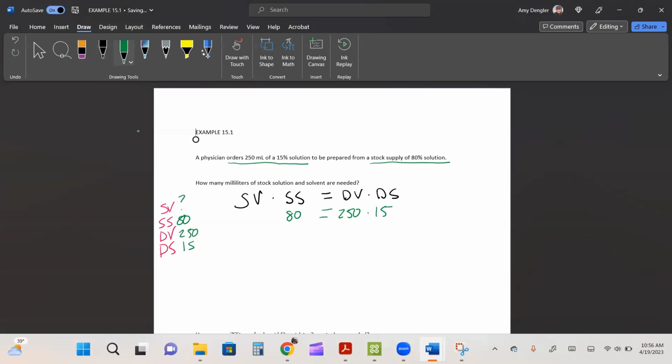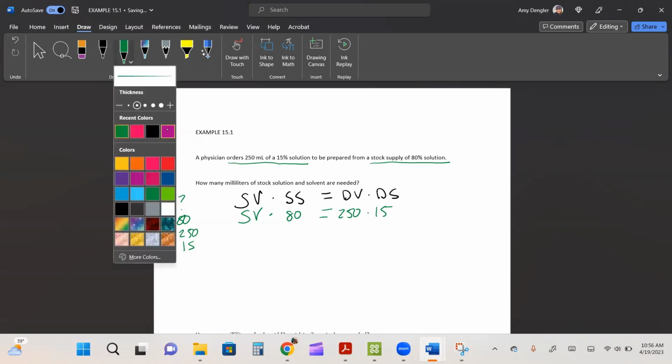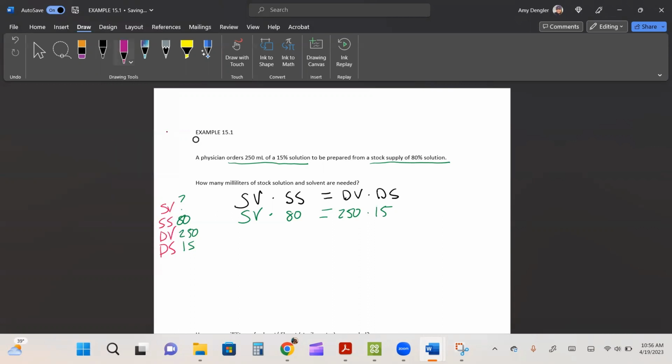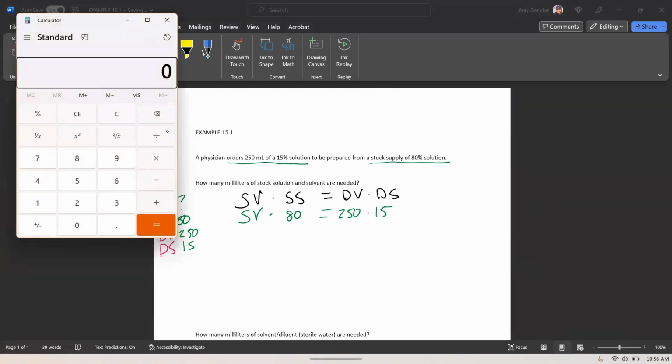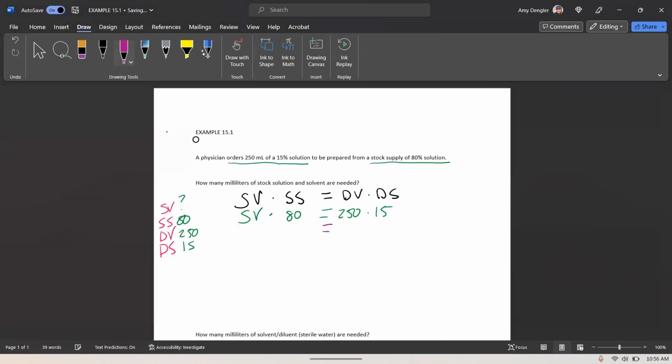We're always going to have one of these unknown. So I'm just going to rewrite it. I rewrote it now with all of my numbers plugged in. The first thing I want to do is take care of the side where I have the two numbers to multiply. So 250 times 15, which is going to give me 3,750. I'm just going to rewrite this all again.